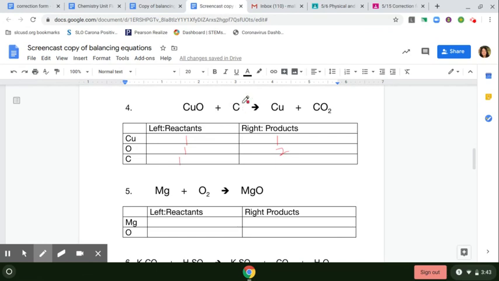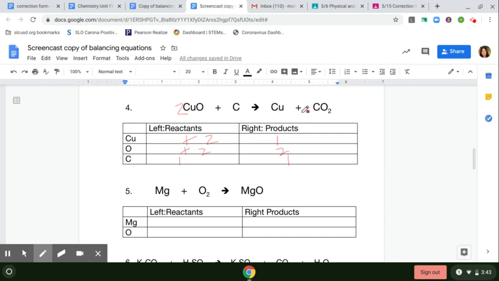Then carbon. Capital C is carbon. I have 1 in my reactants, and I have 1 in my products. So it looks like the only thing that is unbalanced at this point is my oxygen. And I have 2 over here, which means I need to get 2 over here. So if I put this coefficient 2 in front of this molecule, then that will change this one. My oxygen will change to 2, but then I've also affected my copper. So now I have 2 coppers. So cross that out, that changes to 2.